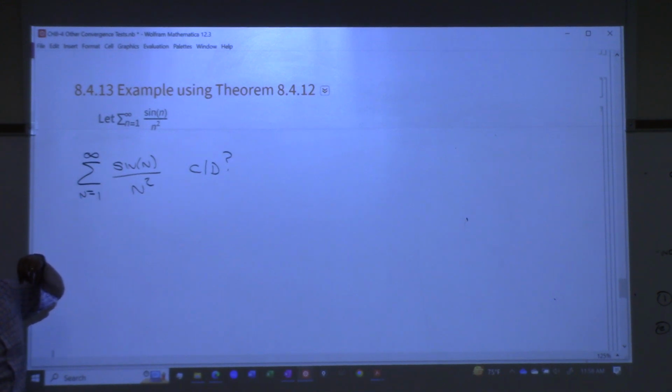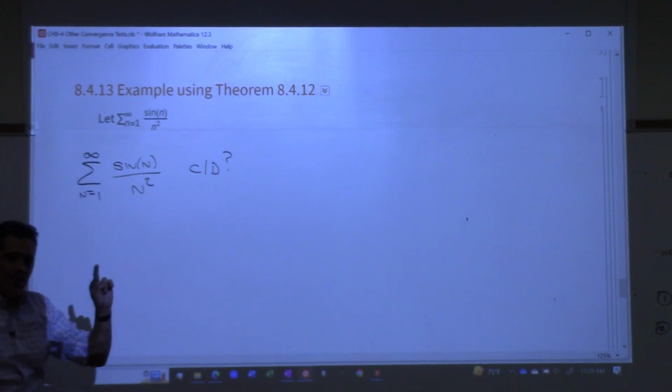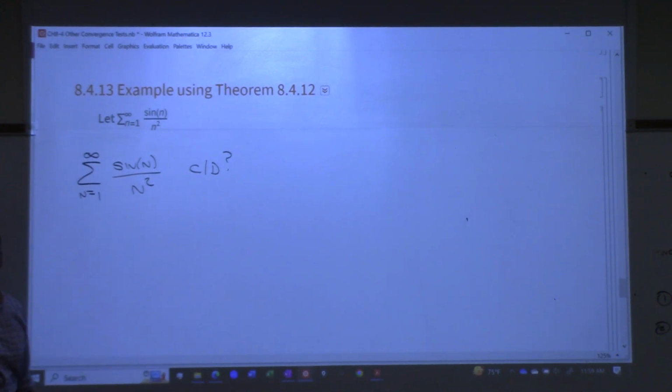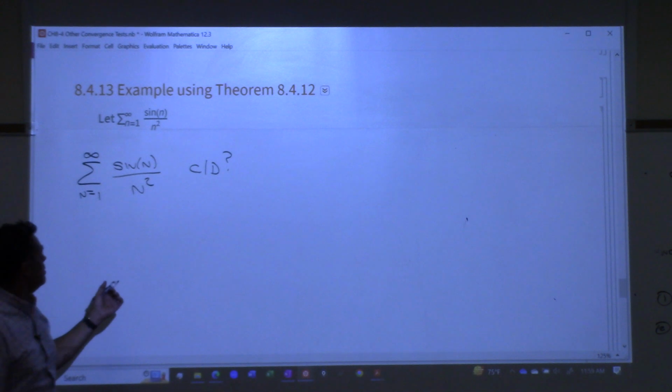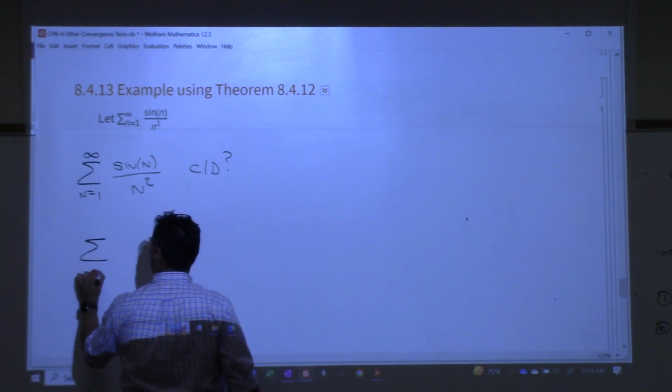Yes? Could you squeeze theorem it? What do you think? I think so. You could probably squeeze theorem this, right? Let's say, is it an alternating series? Can we do the alternating series test? No, because it's not a perfect minus, plus, minus pattern. So I can't do a comparison test because some of these terms are negative. So what I'm going to do is take the absolute value of this. Let's see what happens if I take the absolute value.